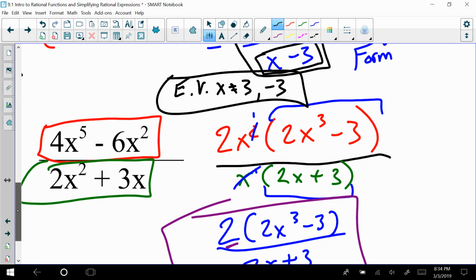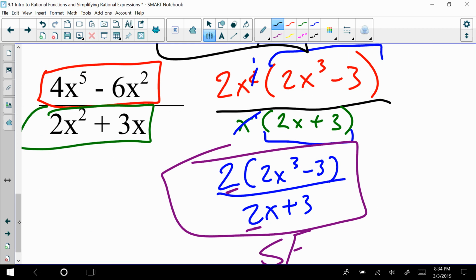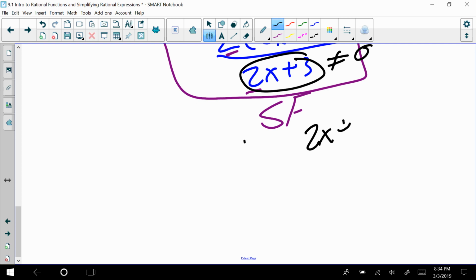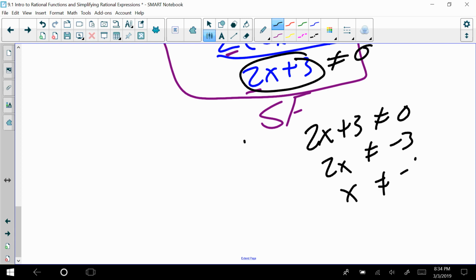Let's try this other one. Here, what would be my excluded values? This one might not be so simple. This is the bottom, right? It's not supposed to be able to be 0. Let's solve that. So I'd take it out. That's 2x plus 3 can't equal 0. Then 2x can't equal negative 3, subtracting it. X can't equal negative 3 over 2.